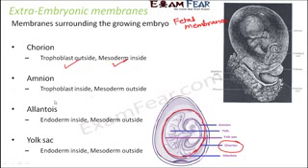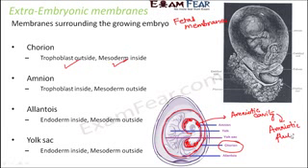Next is amnion. Where is amnion here? If you see, this layer is amnion. Amnion is located internal to the chorion, a membrane located immediately after the embryo, and the space between the amnion and the embryo is known as the amniotic cavity. And this amniotic cavity is filled with a clear watery fluid which is known as amniotic fluid.